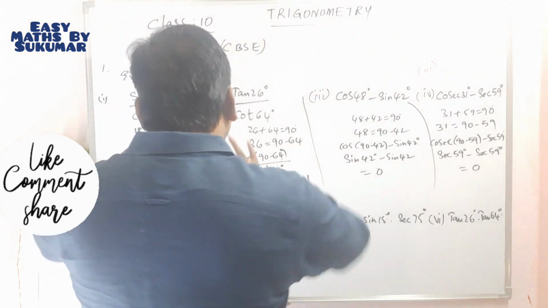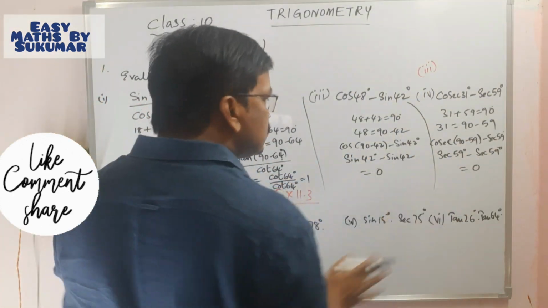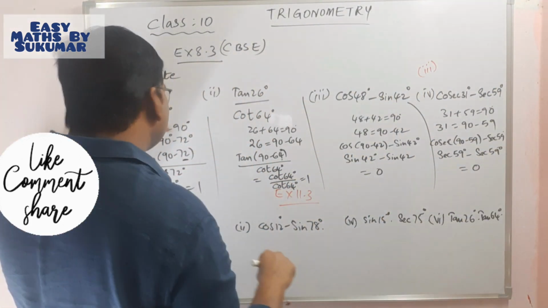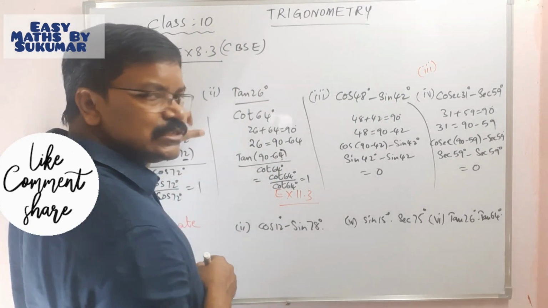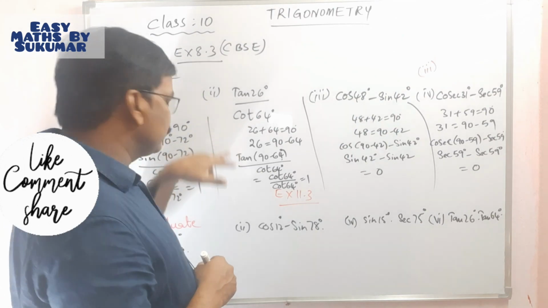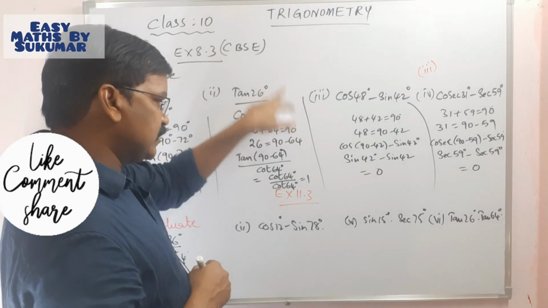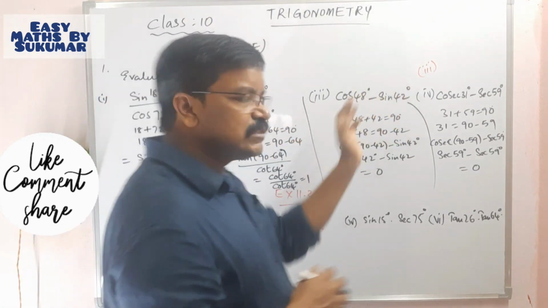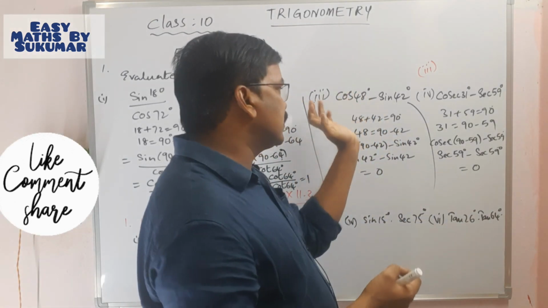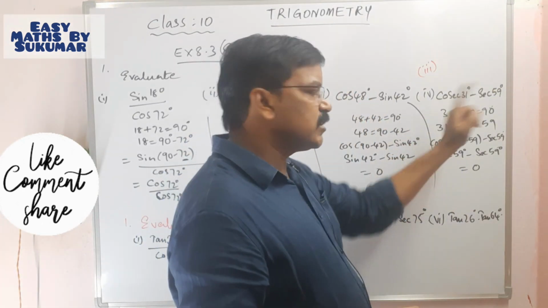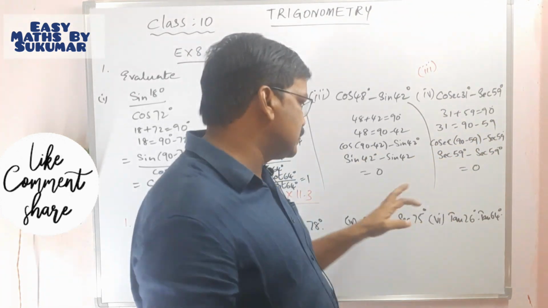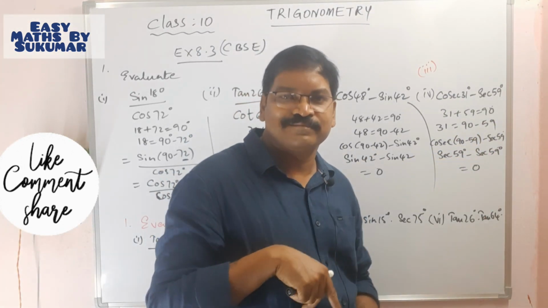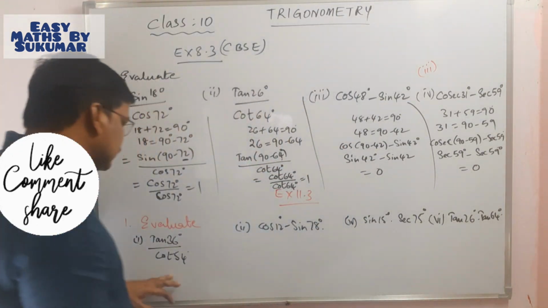So my dear students, what do you understand? What do you observe? What is your conclusion after this first set in this exercise? If it is in division, it is 1. But if it is in the difference like this, cos minus sin, cosecant minus secant, and if these two angles are complementary, it means the difference is 0.